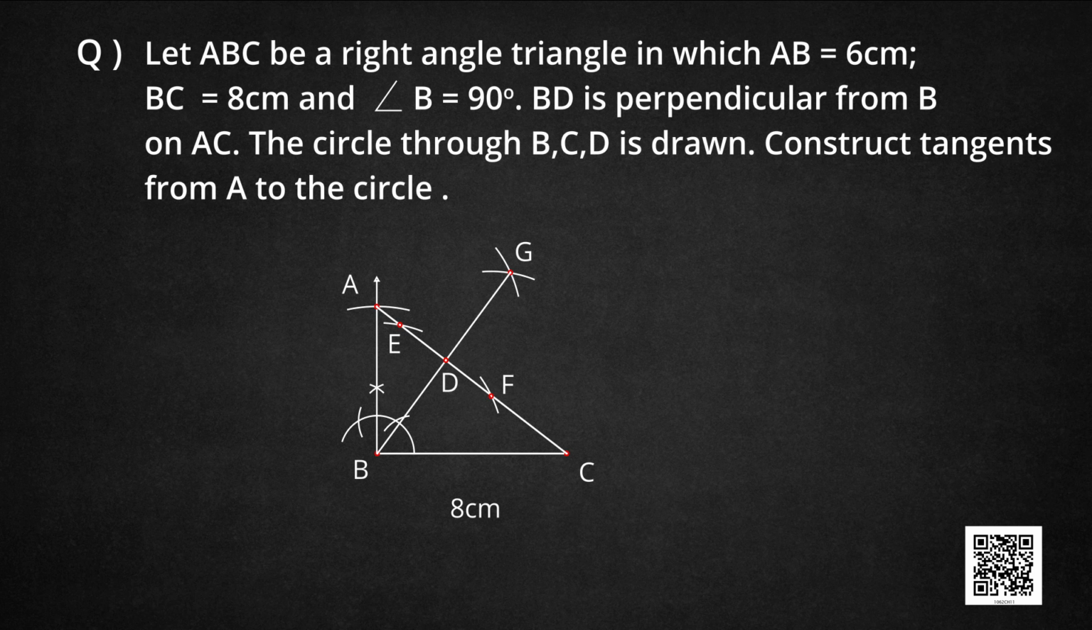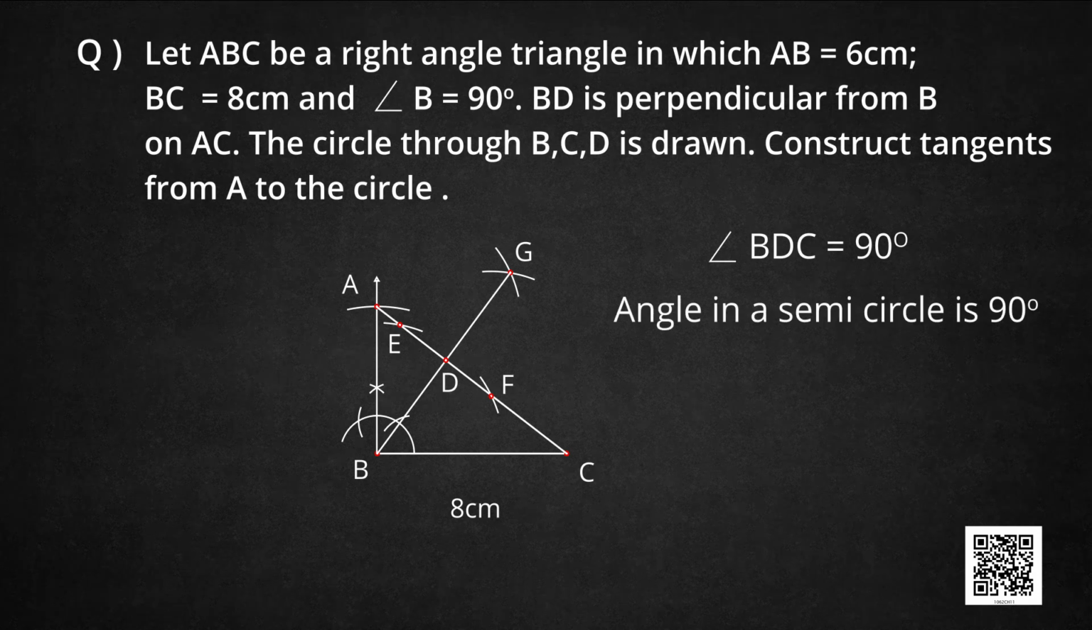We have to draw a circle which should pass through points B, C and D. Children, if we draw a circle with BC as diameter, it will certainly pass through point D because angle BDC is equal to 90 degree and we know that angle in a semicircle is 90 degree. So to draw a circle with BC as diameter, we first need to take midpoint of BC. For this, draw bisector of BC like this. Now with O as center and radius equal to OB, draw a circle.